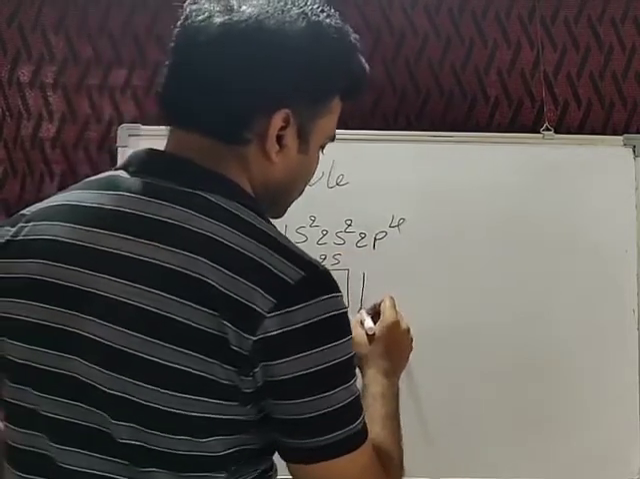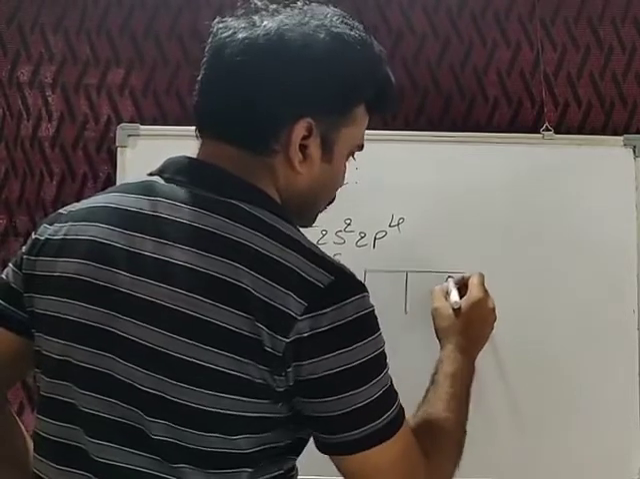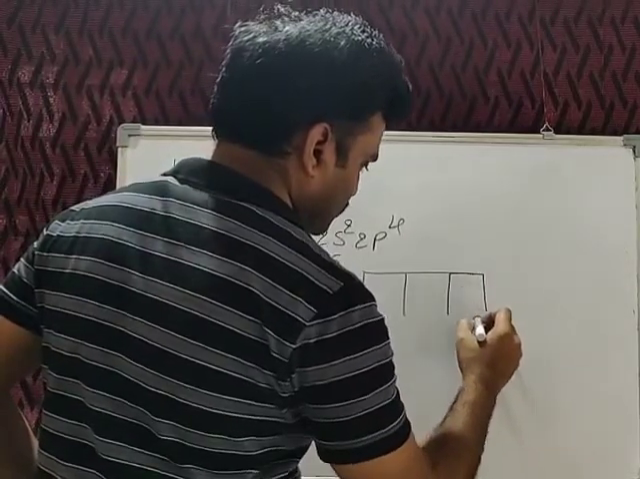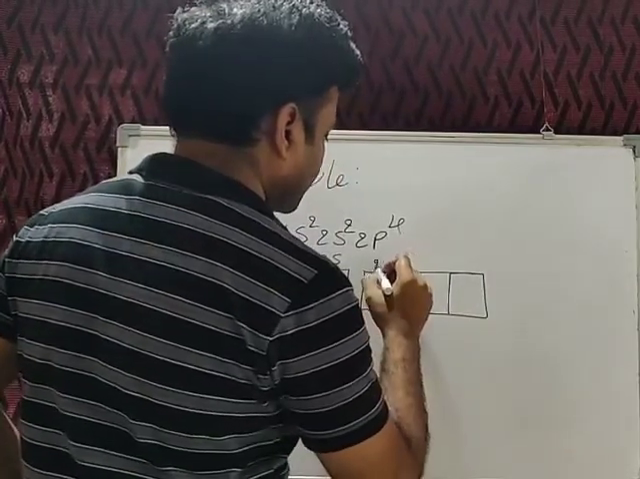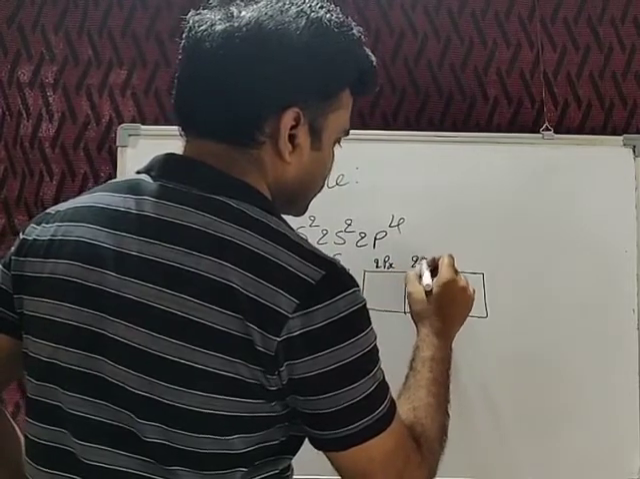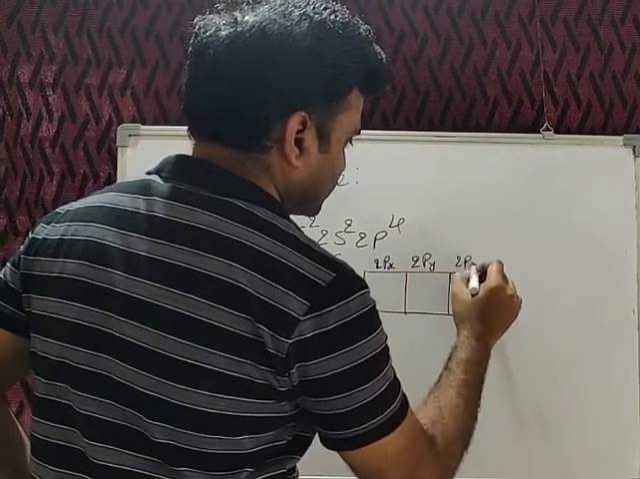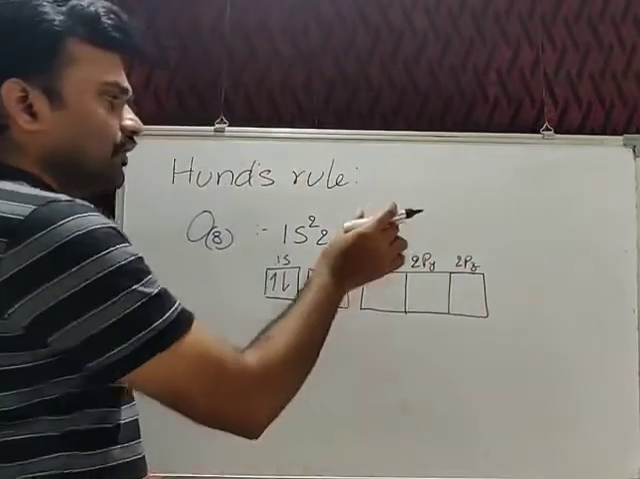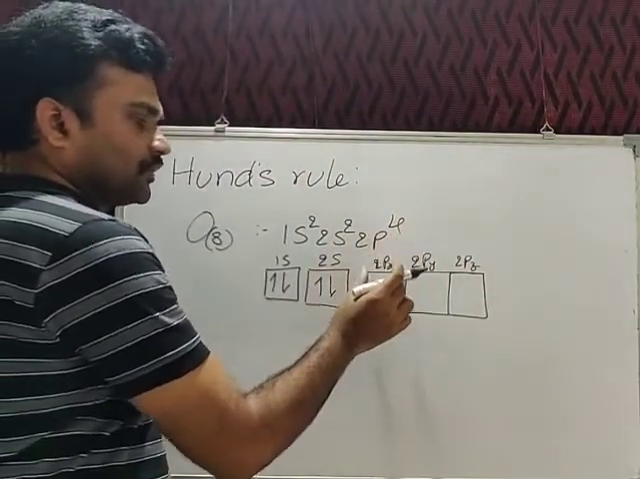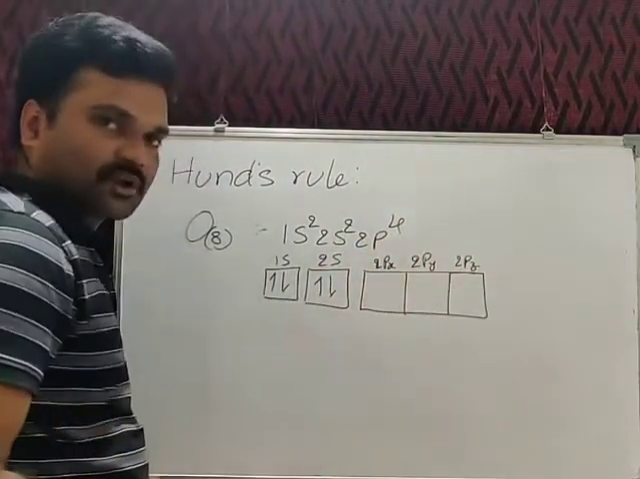Next, the 2p subshell has 3 orbitals: 2px, 2py and 2pz. Let us consider these as 2px, 2py and 2pz. Now there are 4 electrons in the 2p subshell. These should be occupied in these 3 orbitals.